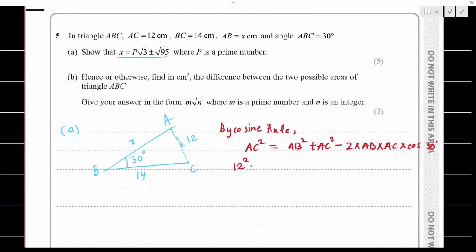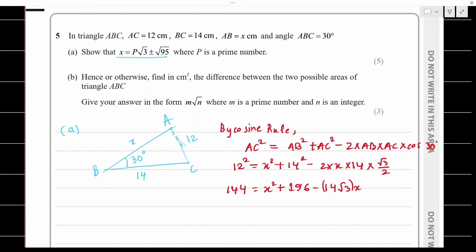We can now substitute all the values in their respective places. So AC square will be equal to 12 square, AB square is x square, AC square is 14 square, minus 2 into x into 14 into cos of 30. Cos of 30 is equal to root 3 by 2. You can verify it using your calculator. Upon simplifying, we get this. This is our simplified equation.